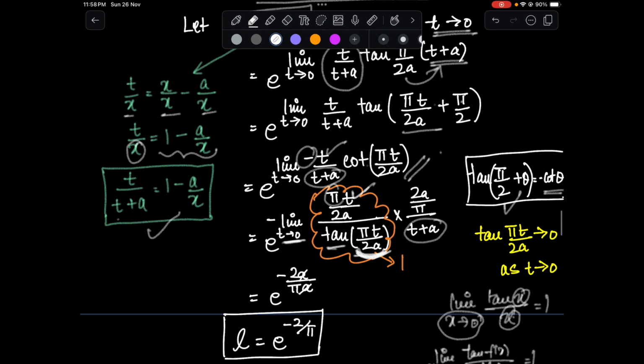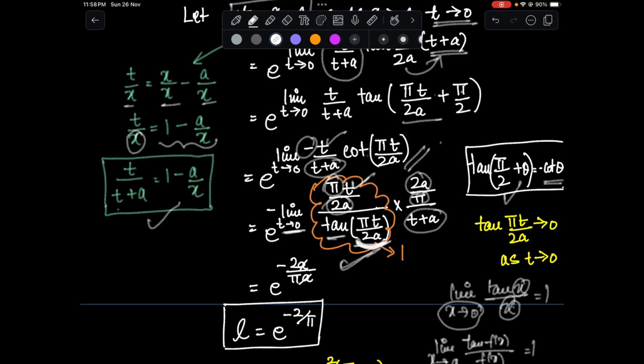So I will multiply by pi, divide by pi, divide by 2 pi, and multiply by 2. I have compensated everything. Now this part which is marked in orange will go to 1 as t tends to 0, and this part is not creating a problem again, so don't touch it inside this. Now t tends to 0, you apply, you will get a. So you will get minus 2a by pi here, and then a will get cancelled and you will be left with this.